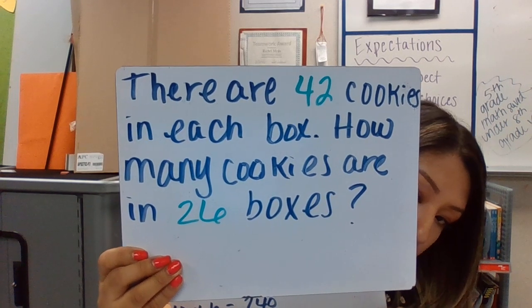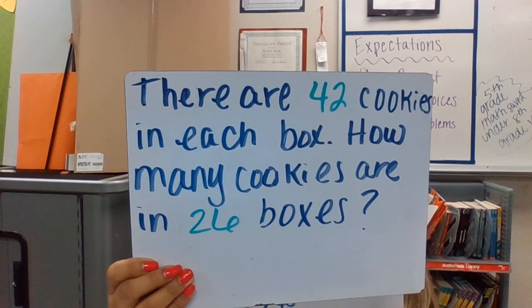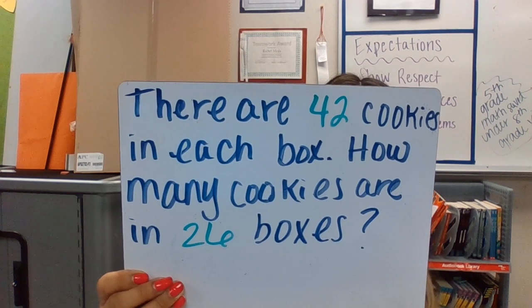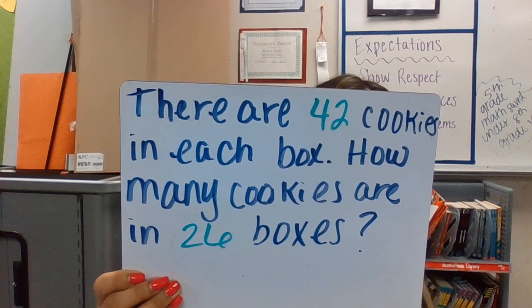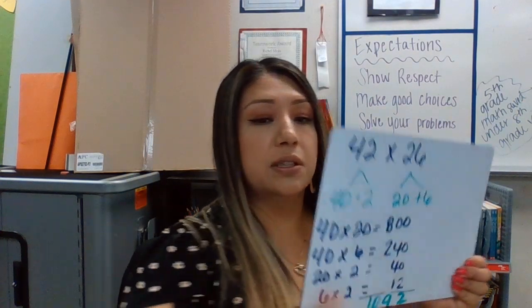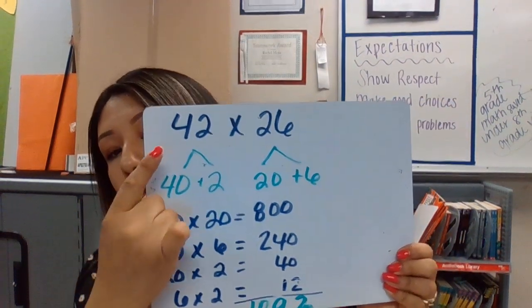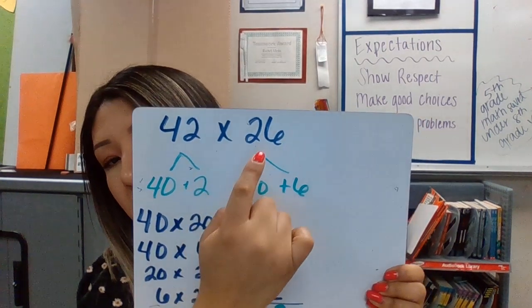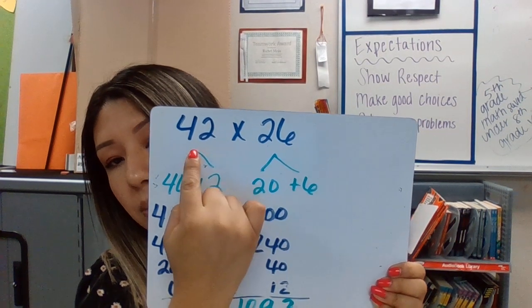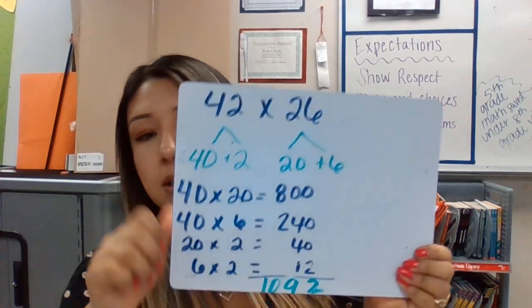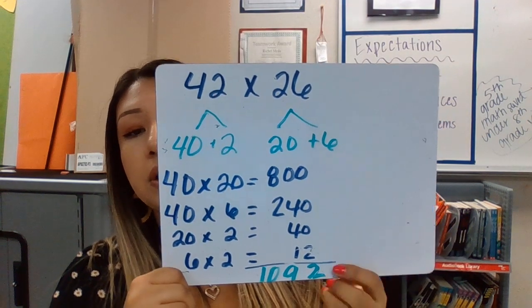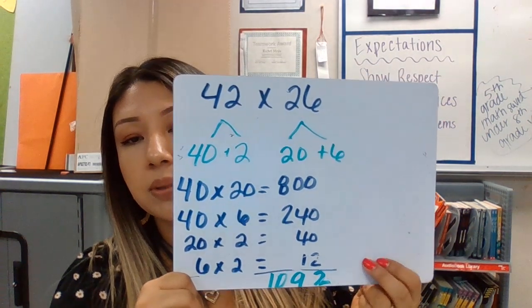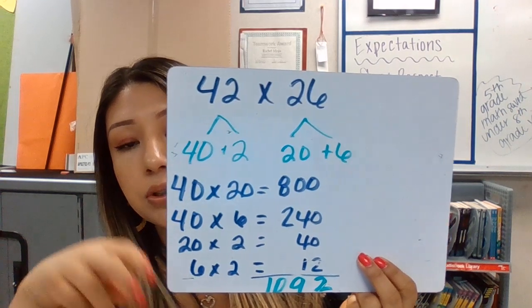If you need to, you may pause the video so you can take a picture of the story problem, or so you can read it at your own pace. Okay, so let's get started. Remember, we have 42 cookies. How many cookies are in 26 boxes? So we have 42 times 26. Last week, we learned how to solve multiplication problems in two different ways.